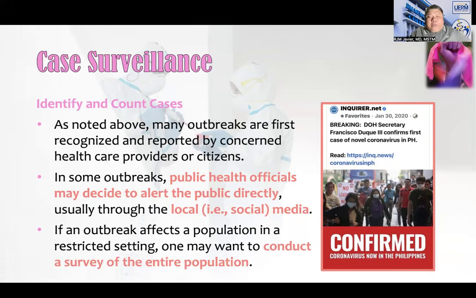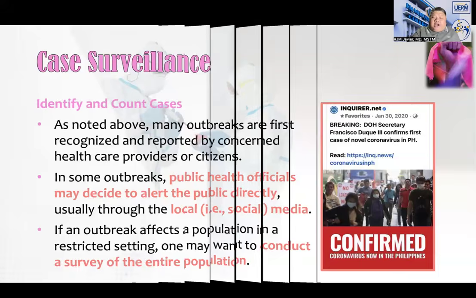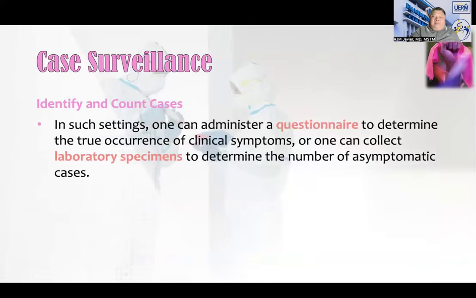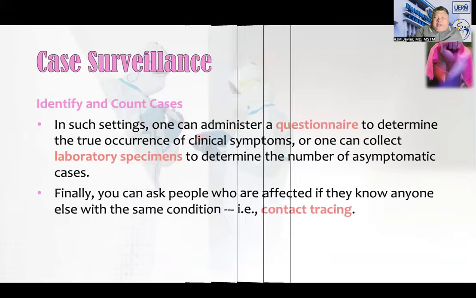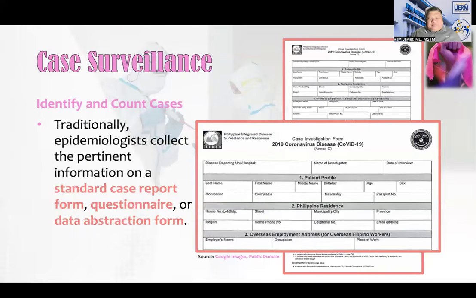And we wanted to make sure that if the outbreak affects a population, you may want to conduct a survey of the entire population. Now, sometimes we also use a questionnaire to determine the true occurrence of clinical symptoms. Let's say, for example, in the operational definition of COVID-19 of the WHO, you want to collect clinical data, or you can actually do laboratory specimen collection. And we also do contact tracing as part of our initiatives to control the infection. Traditionally, epidemiologists collect the pertinent information in a standard case report form, the questionnaire, and the data abstraction form.